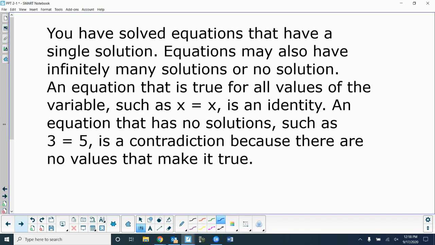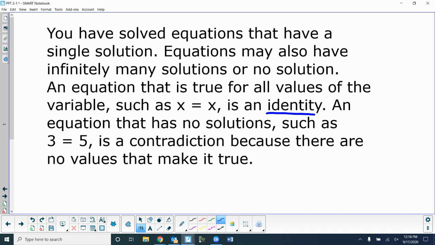It says an equation that is true for all values of the variables, such as x equals x. So if you start going through your problem and you get the exact same thing on both sides, it's called an identity. That means no matter what you put in for x, it's going to work. Okay? All real numbers will work as a solution.